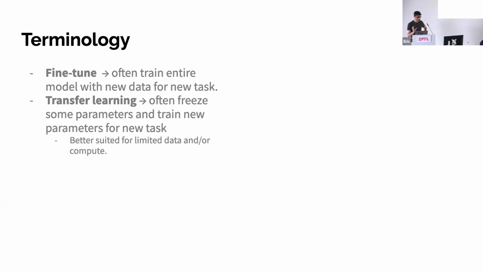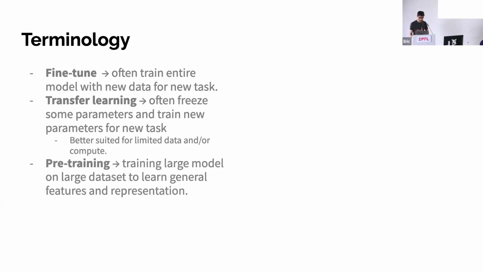So if you were to freeze, when would you want to freeze? Usually that's good in a situation where you have limited data or compute because you don't have to backpropagate as deep, and you're less likely to overfit because you're only training maybe a last layer rather than the whole neural network. So that's maybe a situation where you want to freeze.